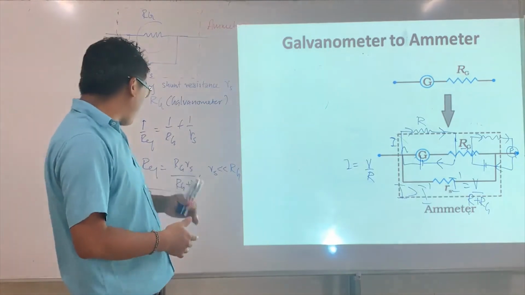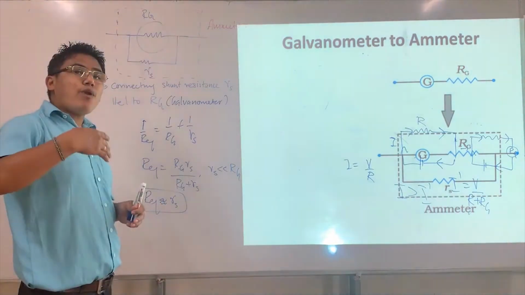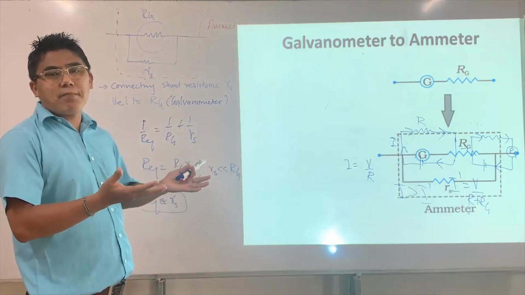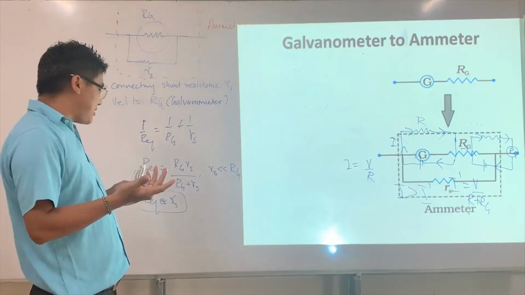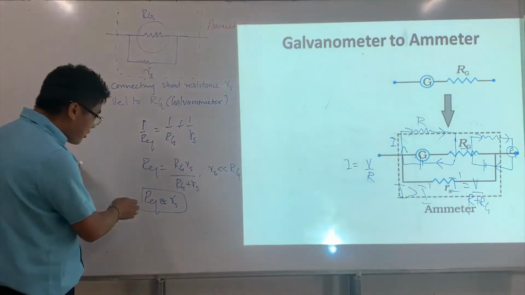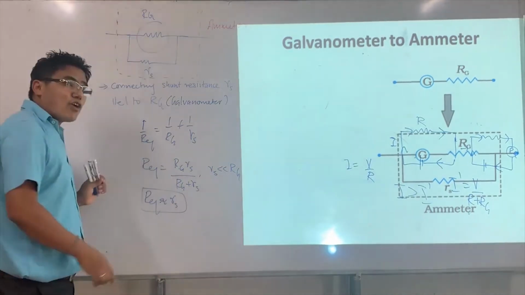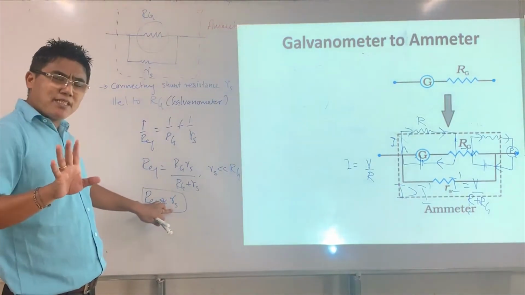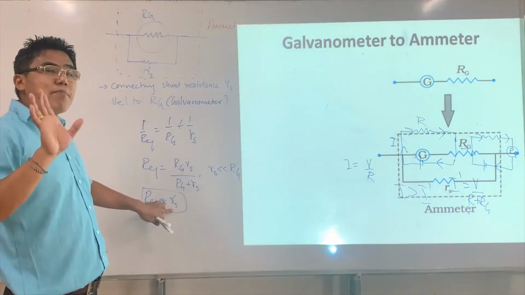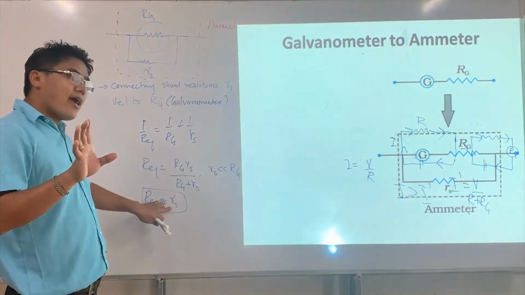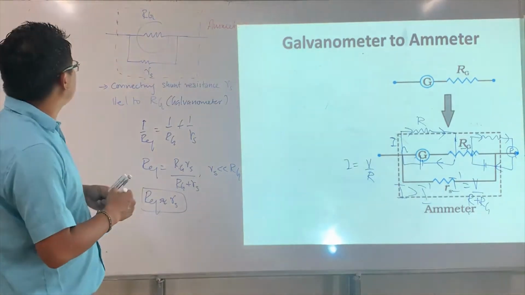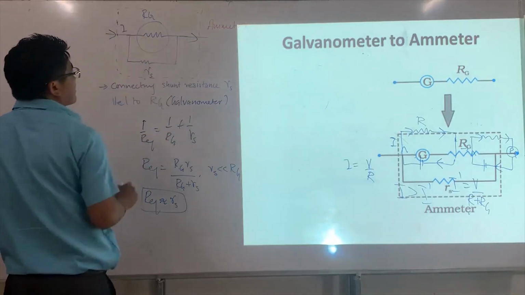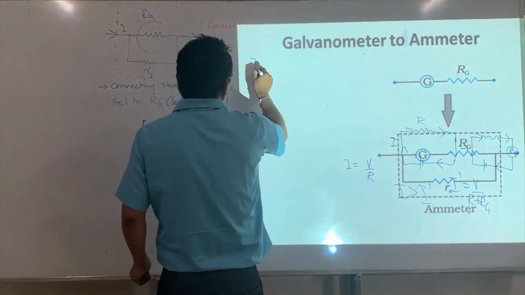Now how do we find this? We have ammeters of different ranges, 30 milliampere, 40 milliampere, so many ranges are there. So how do we find the different ranges? The different ranges of an ammeter are defined by the shunt resistance. I'm repeating, the different ranges of ammeters are defined by the shunt resistance. Look here. Let's say this is the current, and I is the range of current.